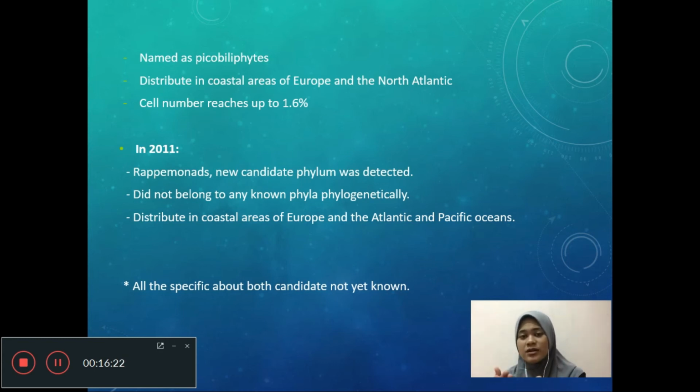In 2011, a new candidate phylum was detected by metagenomic analysis targeting plastid DNA. Monarchs is the name tentatively given. Monarchs are widely distributed in the coastal areas of Europe's Atlantic and the Pacific Ocean. Since algae in both candidate phyla have not been isolated, the details about their characteristics are not yet known.